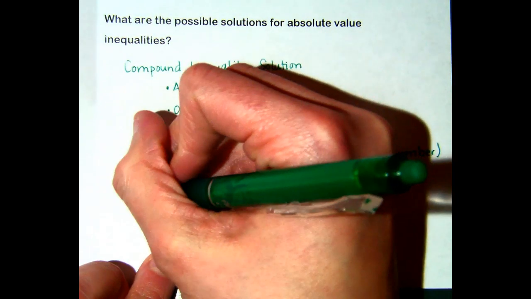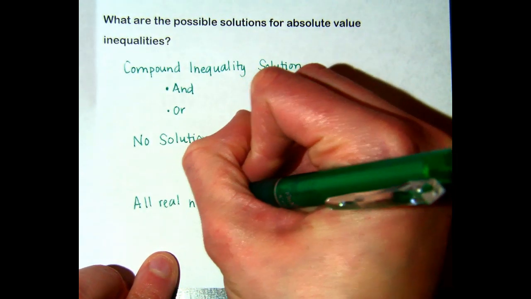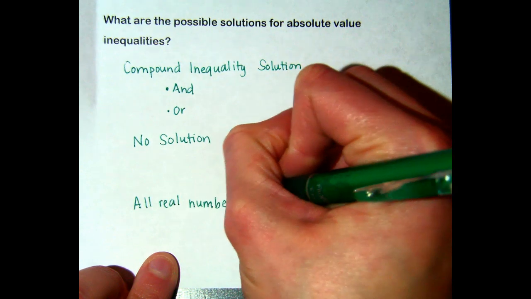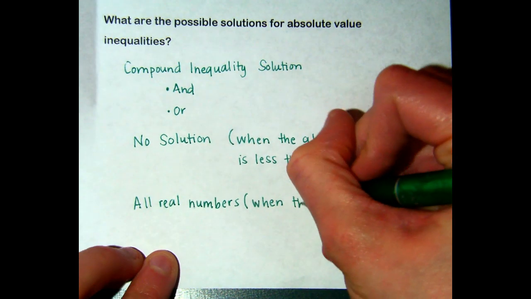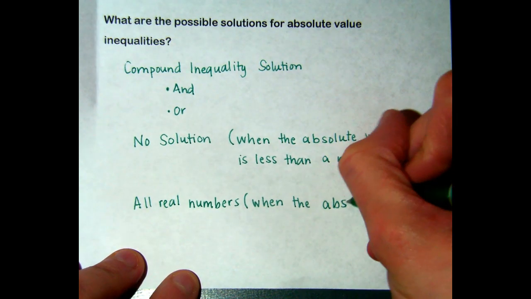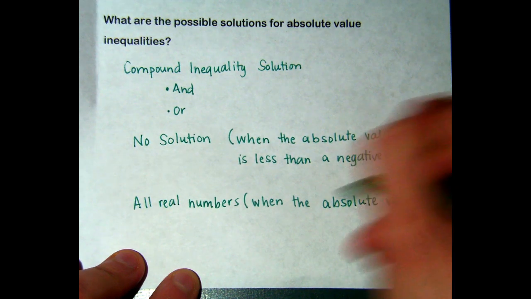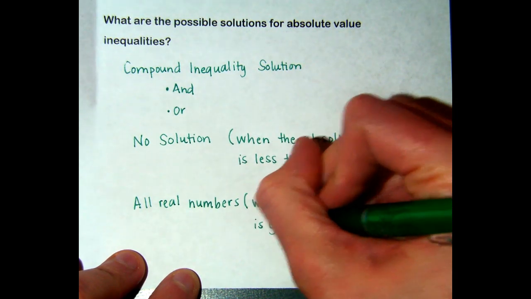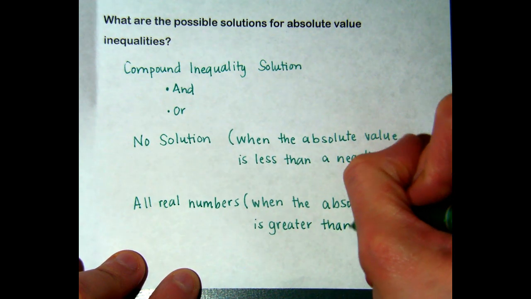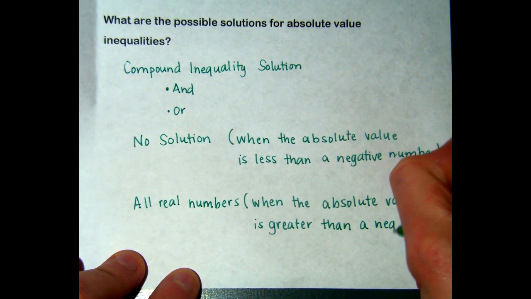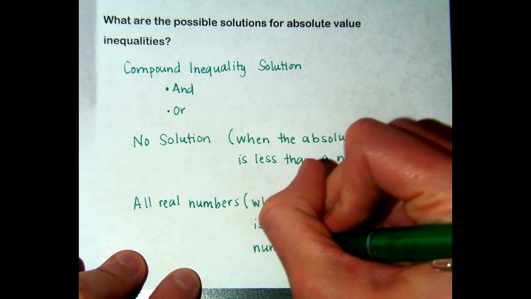Or you could have all real numbers, which occurs when the absolute value is greater than a negative number. So you could have a couple of different solution types.